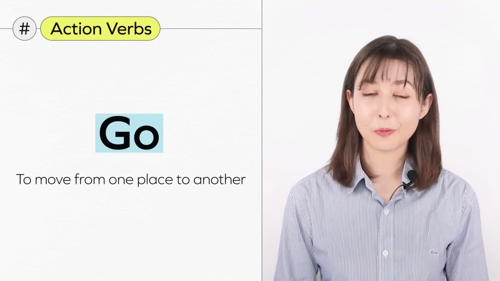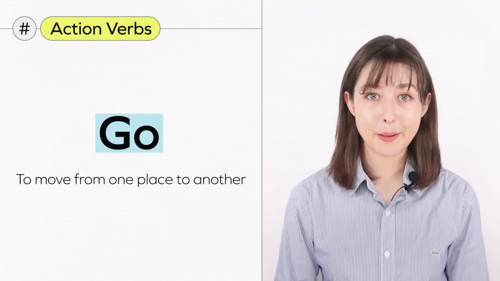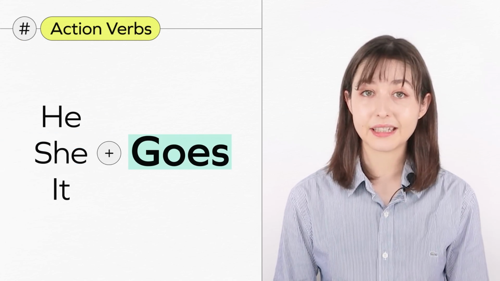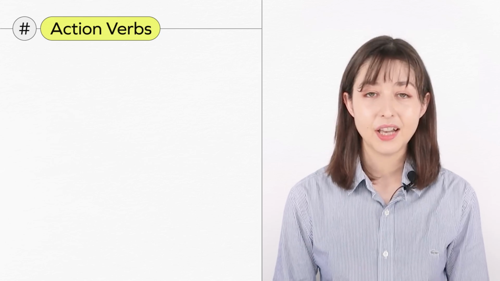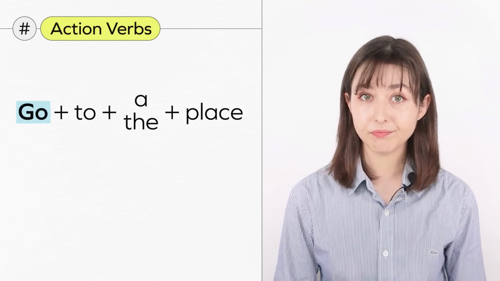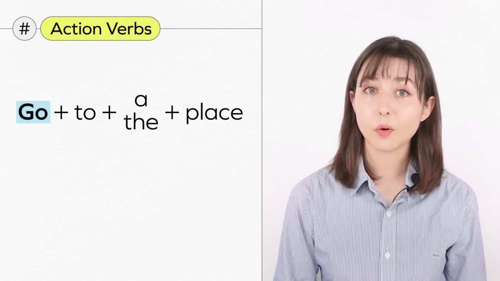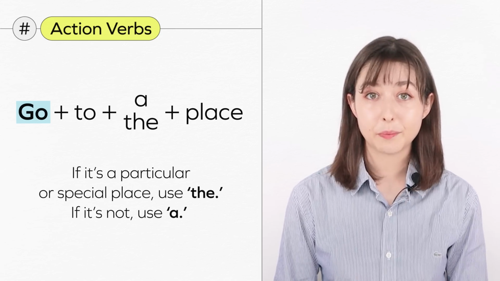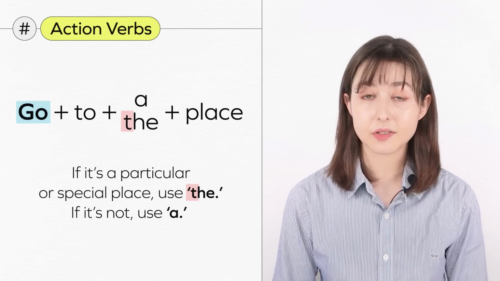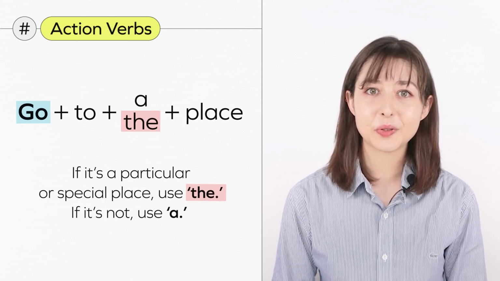Go means to move from one place to another. Remember, go becomes goes with he, she, or it. A common collocation is go to a or the place. If it's a particular or special place, use the. If it's not, use a.